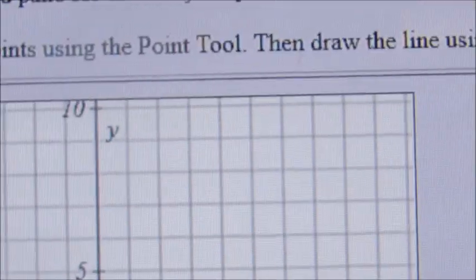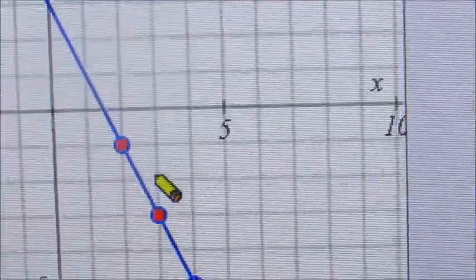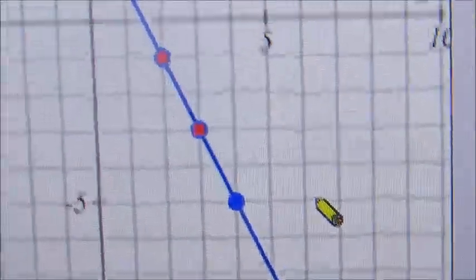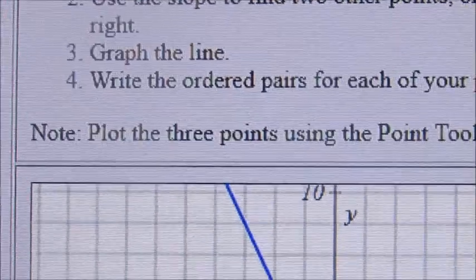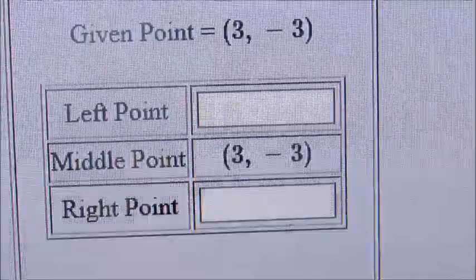Next, we have to graph the line. So we're going to change to the graphing tool, and we just need to pick 2 of these points. I'll pick this one and this one. Notice I only used the 2 points, but it did go through my 3rd point. So we're good there. Now it says to write the ordered pairs for each of your points on the right. So right here is where we're going to write them.